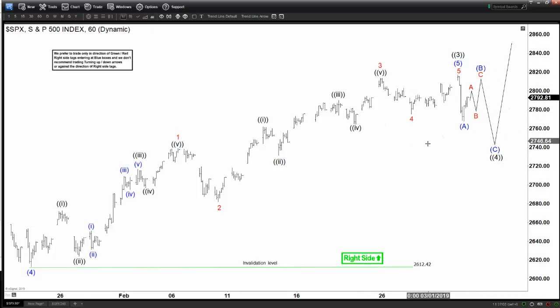Now the alternate suggests that even though this looks like a 5 waves, we can be doing a flat, for example, from here A, B, expanded flat, C, right? So that's when the C is a 5 waves, and if it is a flat from here, then we will go to new high from here instead of doing another leg lower.